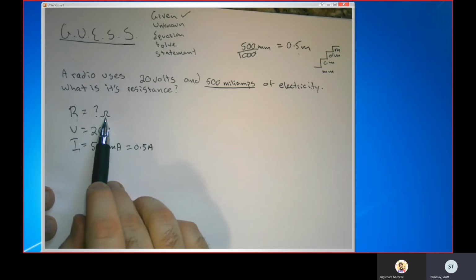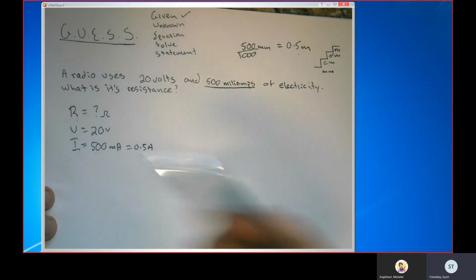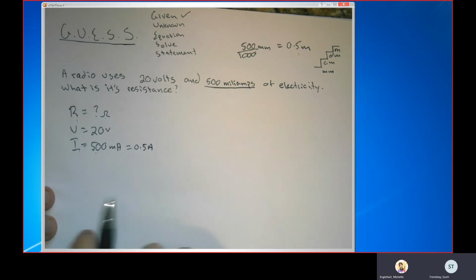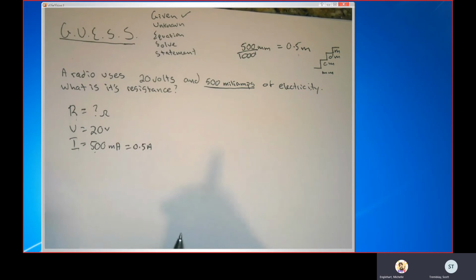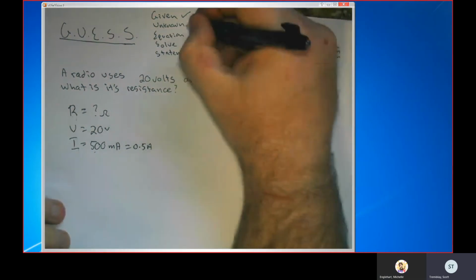Do you tell them to put that in or no? Sometimes, yeah. Again, it's good to know what the unit is. But if they don't have it, it's fine, right? Yeah. Okay, so that's my unknown.